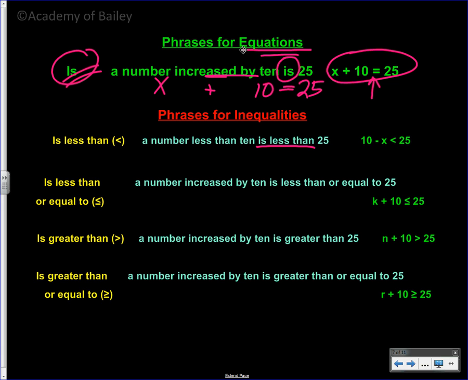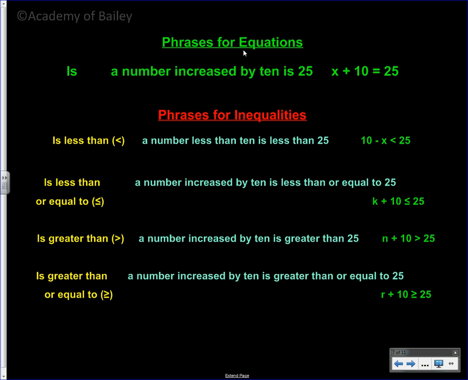Down below, phrases for inequalities. Inequalities are this: less than or equal to, greater than or equal to. And I'm going to require you to memorize those, so make sure you have those memorized.